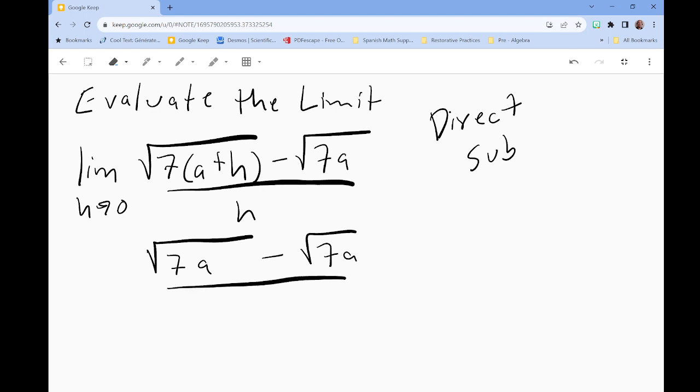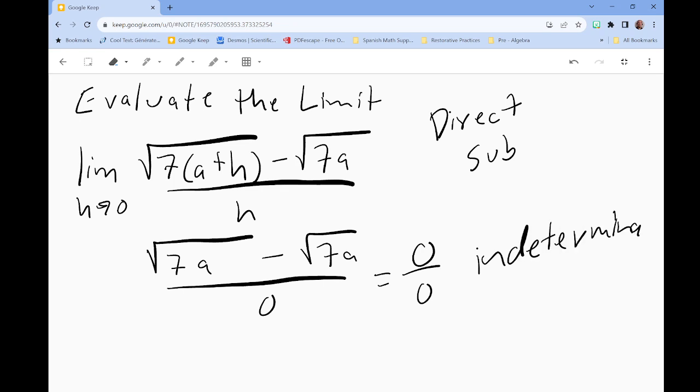So I let h equal 0, and that top one up here becomes a 0. And then we end up with just square root of 7a minus square root of 7a, divided by 0. Square root of 7a minus square root of 7a is 0. And 0 over 0 is an indeterminate form.